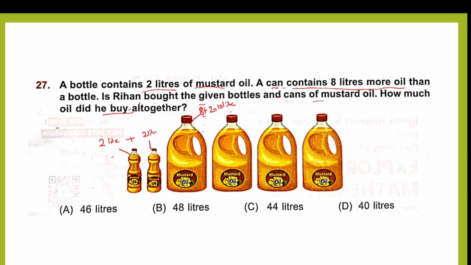So there are 4 cans. So we can add 10 plus 10 plus 10 plus 10, 4 times. So how much oil did he buy altogether? Rihan also bought the bottles, so we have to add this 2 plus 2. Now take the addition so that we can find out the total amount of oil. So this is 10, 20, 30, 40, 42, 44 liters. Means the 44 liters of oil Rihan will buy altogether. So option C is the correct answer.